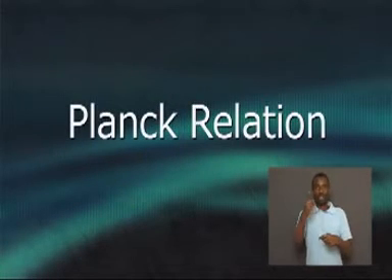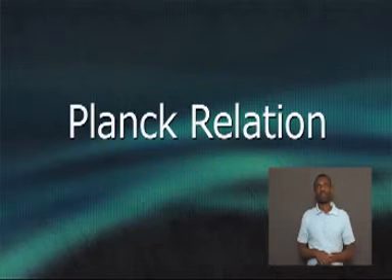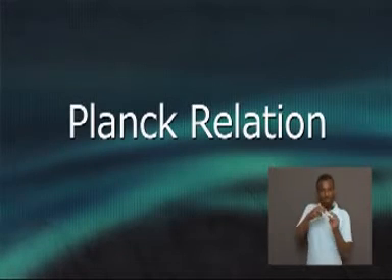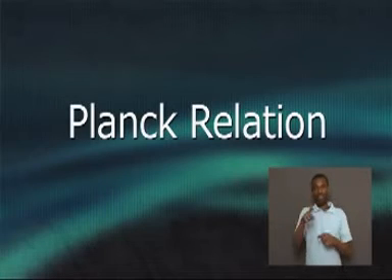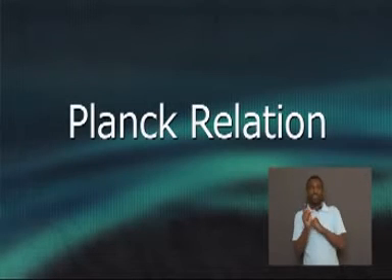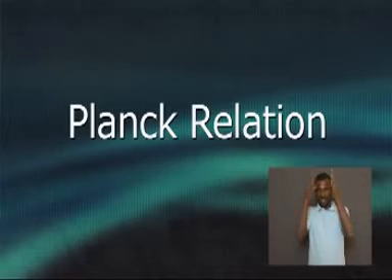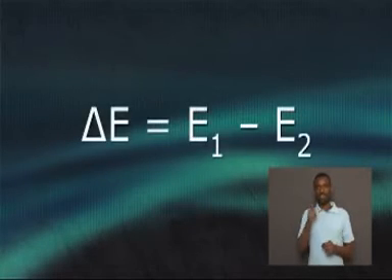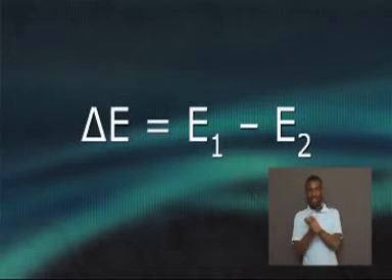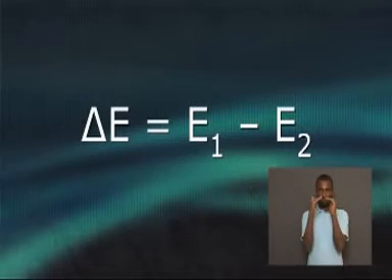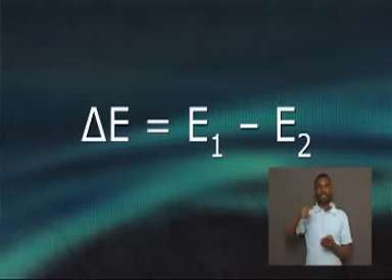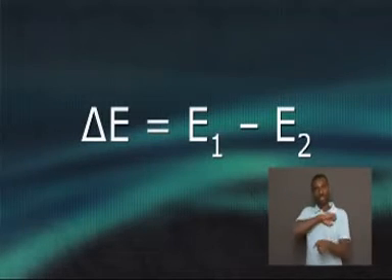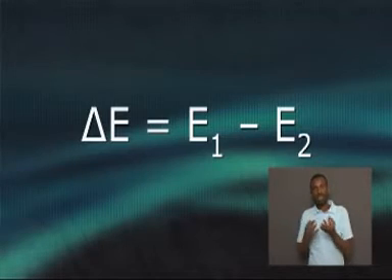The amount of absorption or emission of electromagnetic radiation needed for an electron to change rings is determined by an equation called the Planck relation, which states a change in variable energy is equal to the higher energy level minus the lower energy level. It is expressed as you see it here.